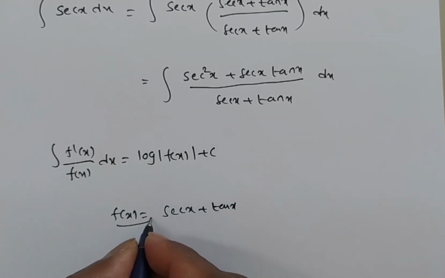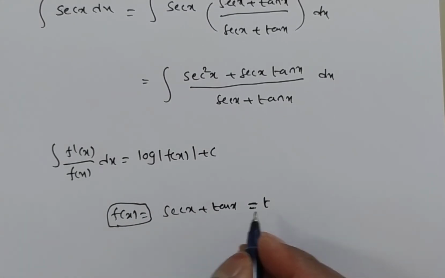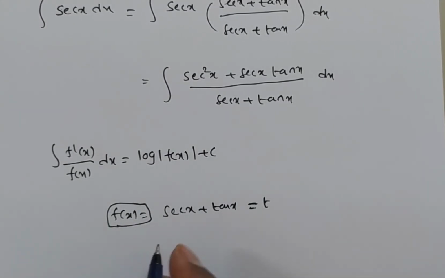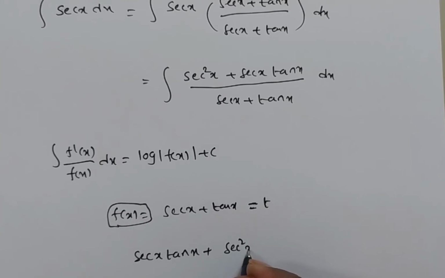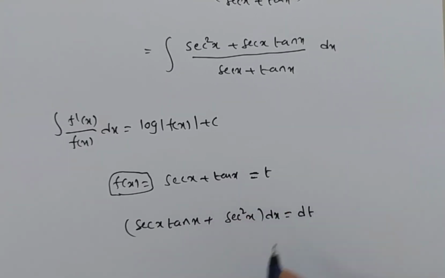Friends, I told you this one you can consider as t also. Now I am explaining, I am considering it as a new variable t. Of course, f of x is not an issue. Now if we consider this as t, differentiate on both sides. Secant x derivative is secant x into tan x, plus tan x derivative is secant square x, with dx in both, so I am writing dx as a common term outside. Now t derivative is dt here, right?